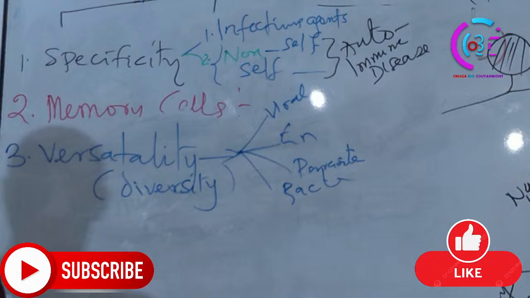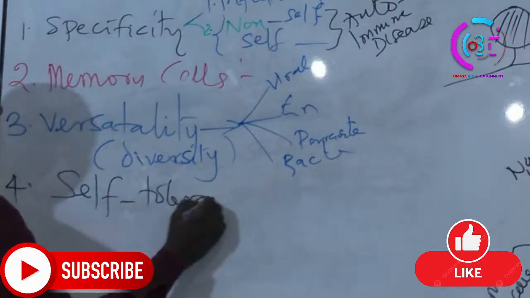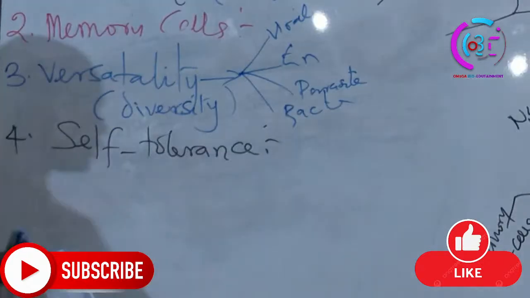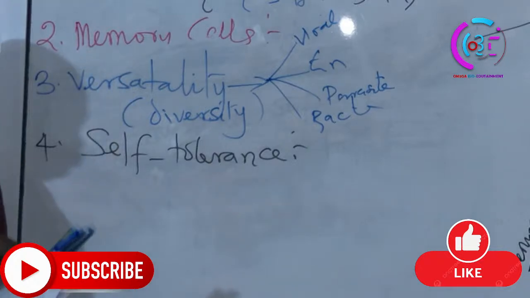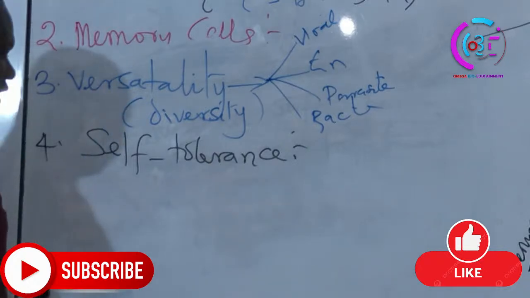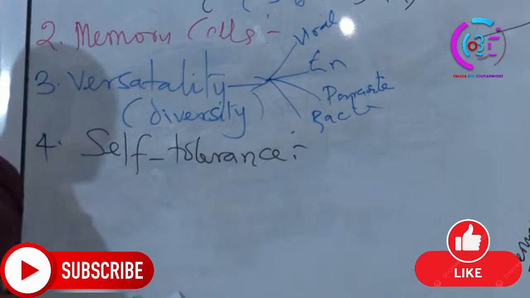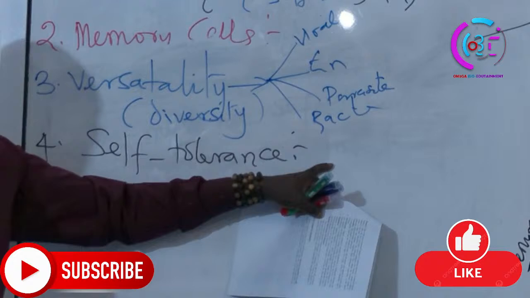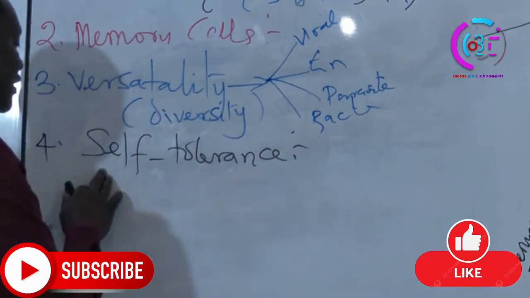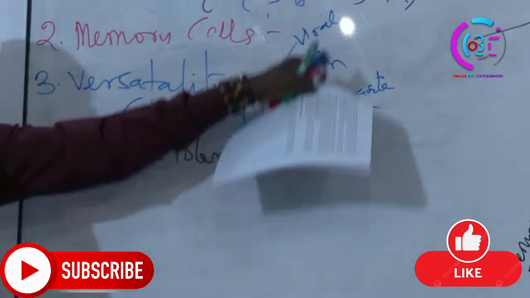Then the fourth, I have also mentioned this, is tolerance. Self-tolerance. The host should be able to tolerate his own self, and should not at any point in time respond against it. Because if it is not able to tolerate self, that means it is going to lead to an autoimmune response. Don't forget that auto means what? Self.